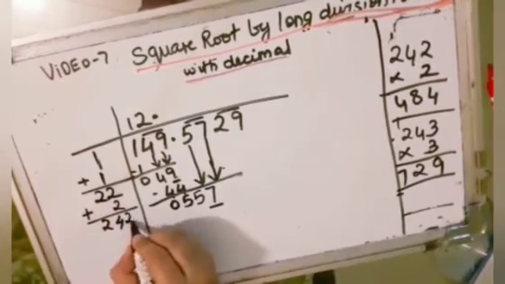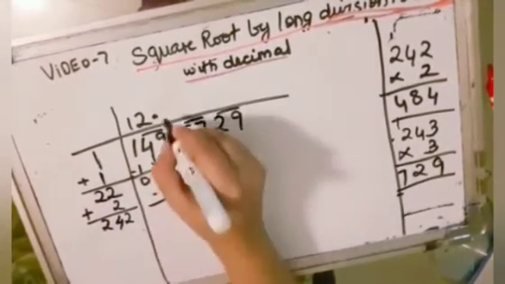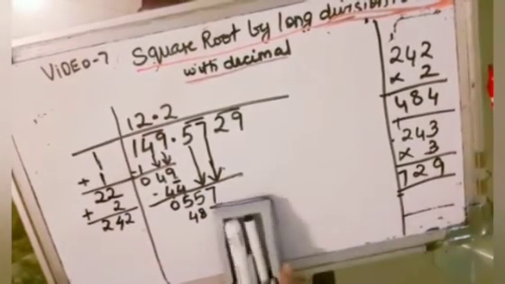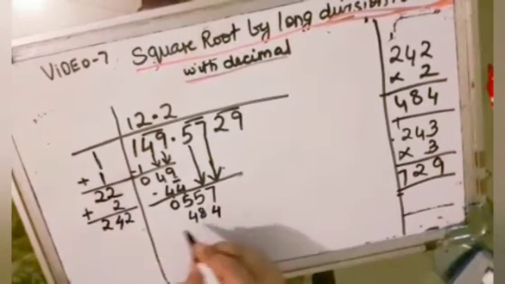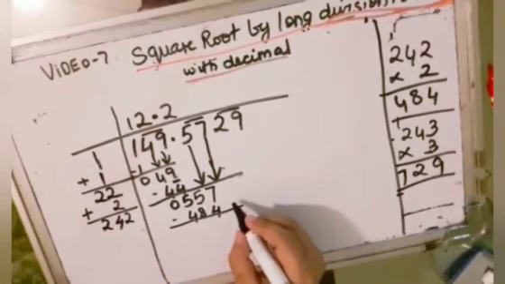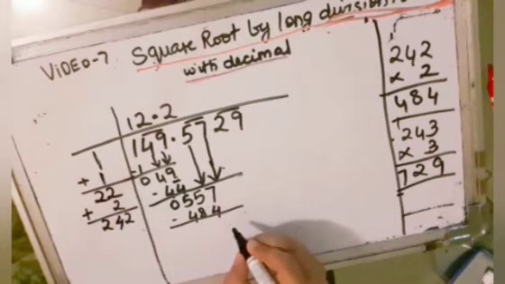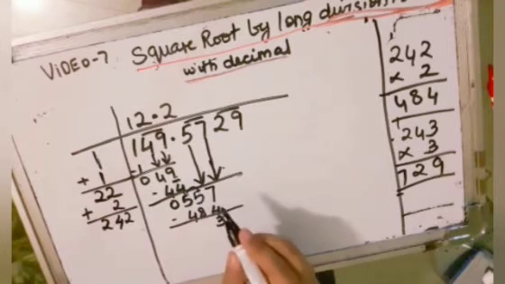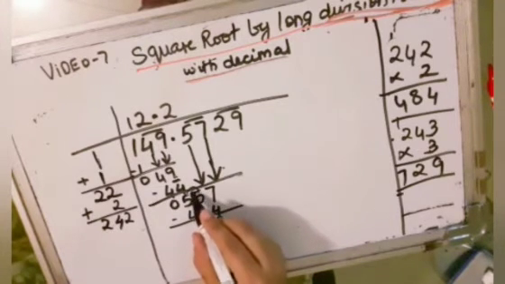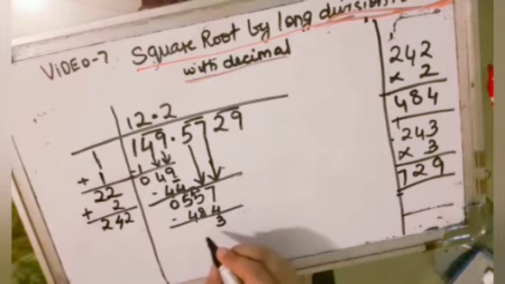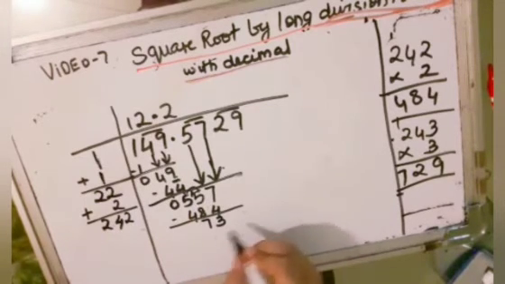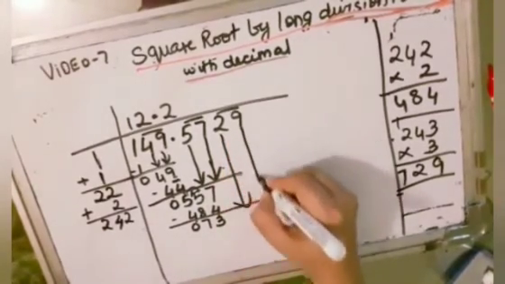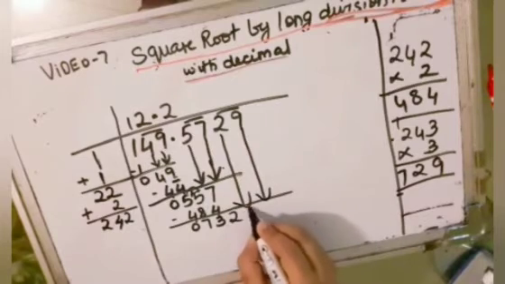So 242 into 2 will give you 484. You will subtract this. 7 minus 4 will give you 3. 15 minus 8. You are taking 1 because 5 is lesser than 8. So this becomes 15 here. So 15 minus 8 will give you 7. 7, 3 and this becomes 0. And now you bring down 29 below. So it is 7329.